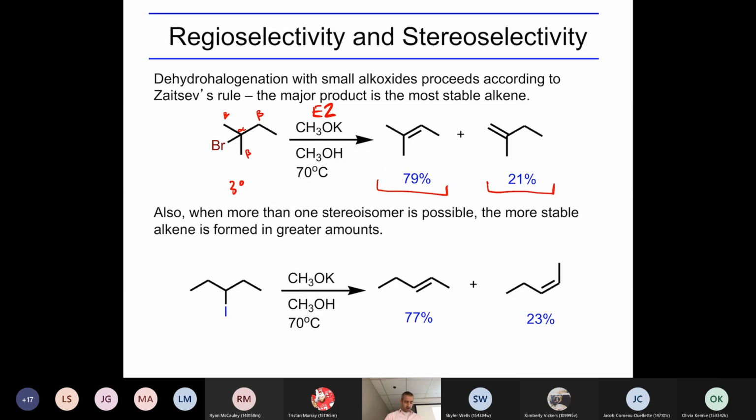It's also stereoselective. If you have an example like this, it can produce either the trans or the cis alkene. Trans is more stable. Trans is the major product. So it's stereoselective as well, where you can make more than one stereoisomer. One of them is formed in greater amounts. Great.